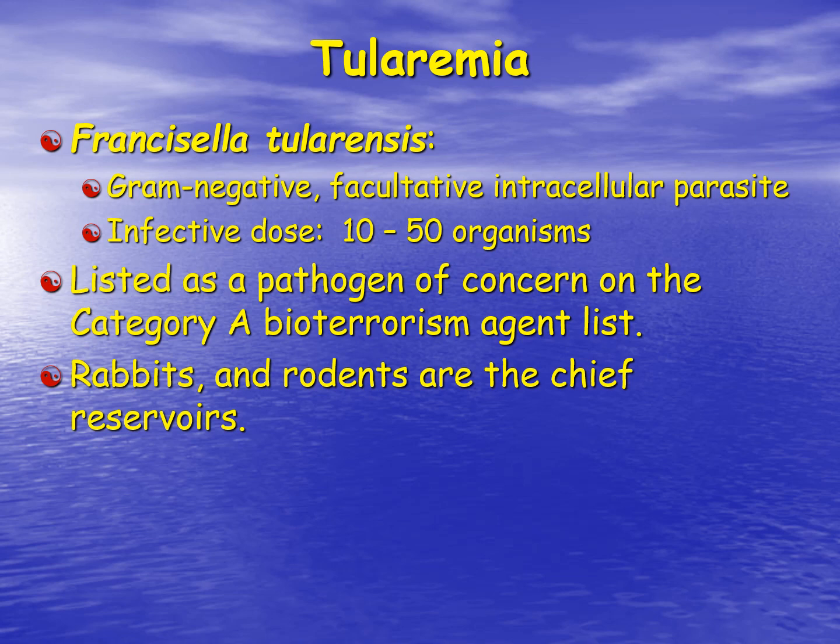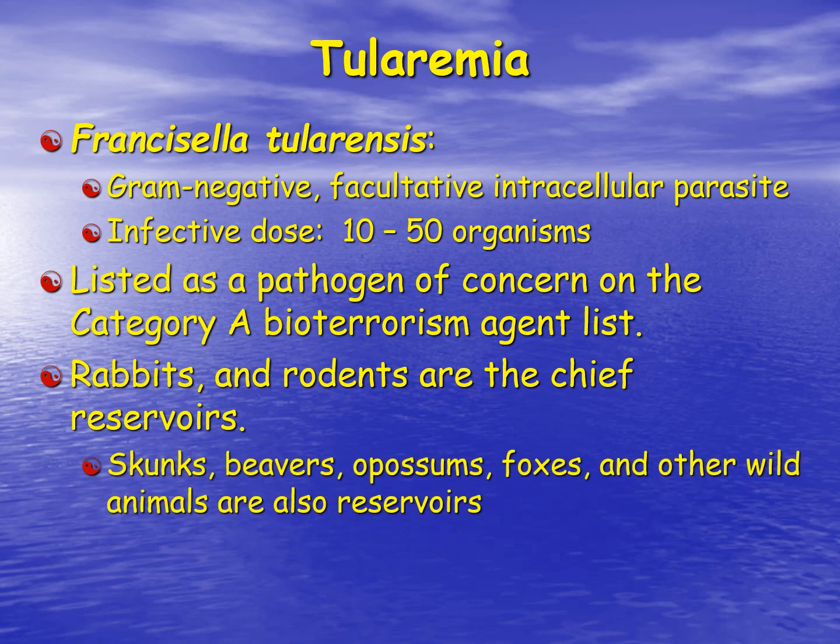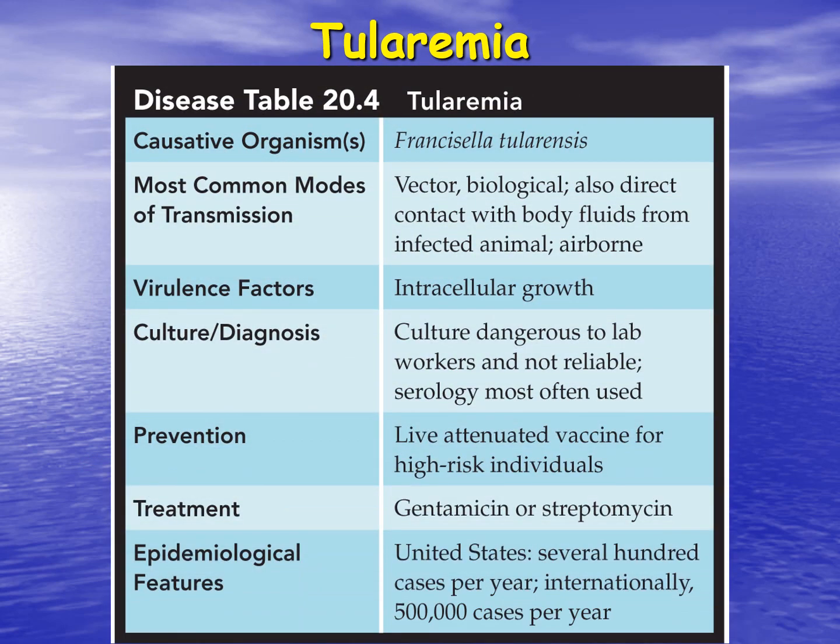Rabbits and rodents are the chief reservoirs, and in this area, actually rabbits, wild rabbits, tend to be the primary reservoir in the Midwest. But skunks, beavers, possums, foxes, and other wild animals may also be reservoirs of Francisella. And this is just the table out of chapter 20 that talks about tularemia.